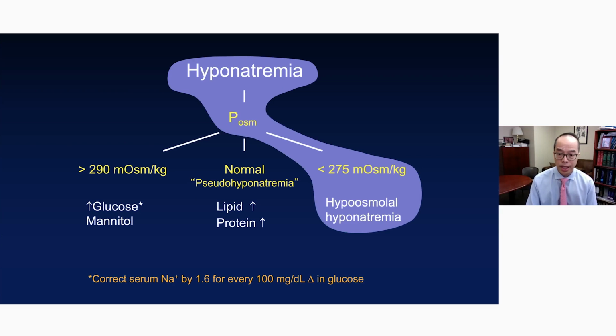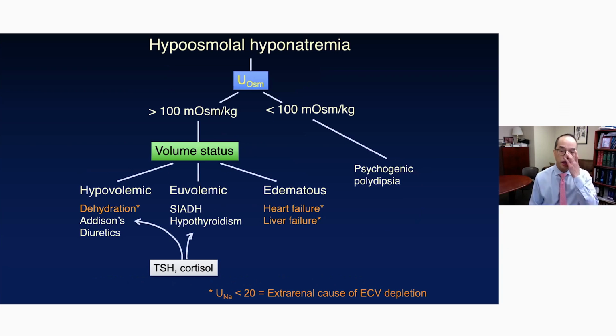So this patient has clear hypoosmolar hyponatremia. So the next step is to ask the question, is the urine appropriately dilute for this hypoosmolality? The normal response of the kidney to hyponatremia and hypoosmolality is to shut off vasopressin release and maximally dilute the urine. How to dilute? The urine osmolality should be less than 100.